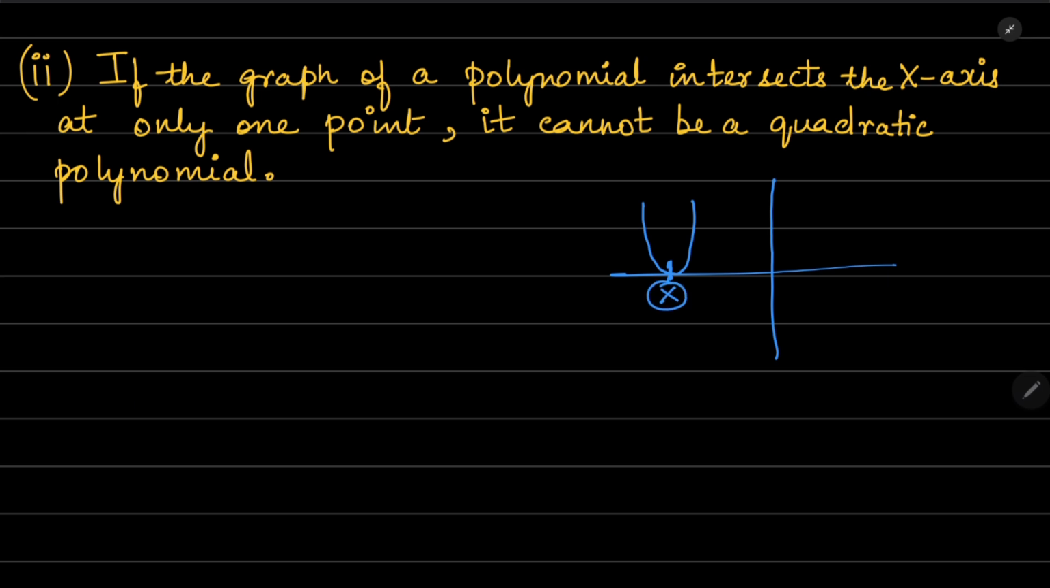So, here what they say is it cannot be a quadratic polynomial. But this is nothing but false. Why is it false? Because there is a possibility that both the zeros alpha and beta could be the same or equal. In that case, both will be coinciding and becoming a single point. So it is possible.